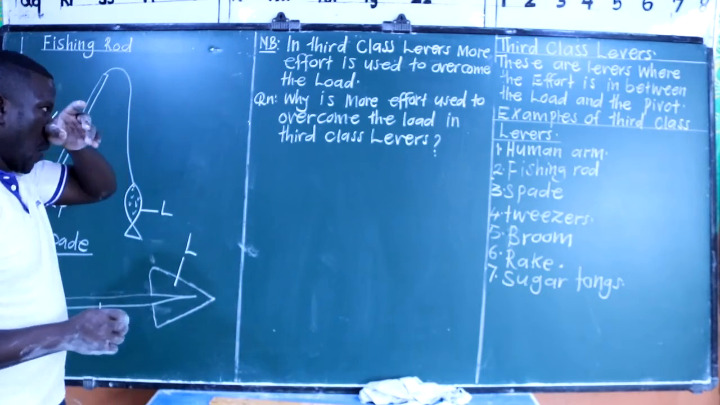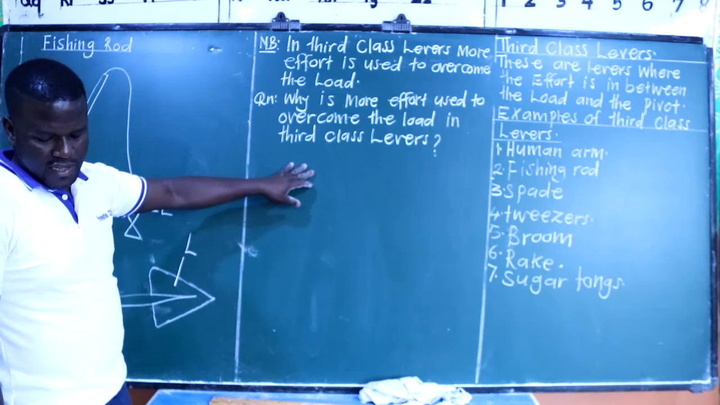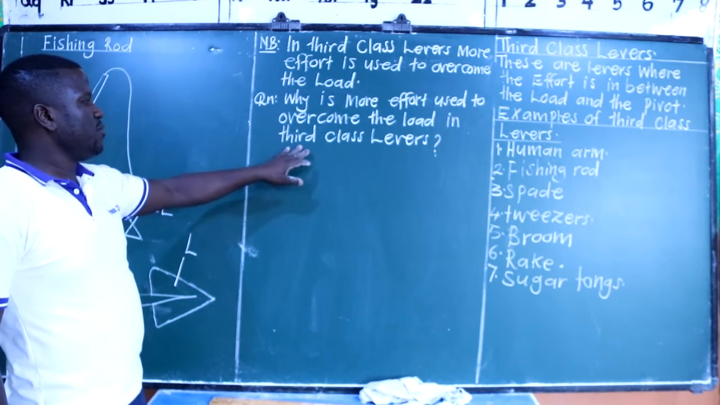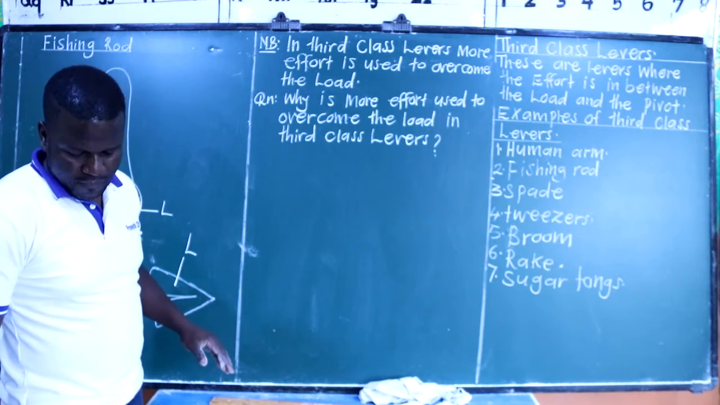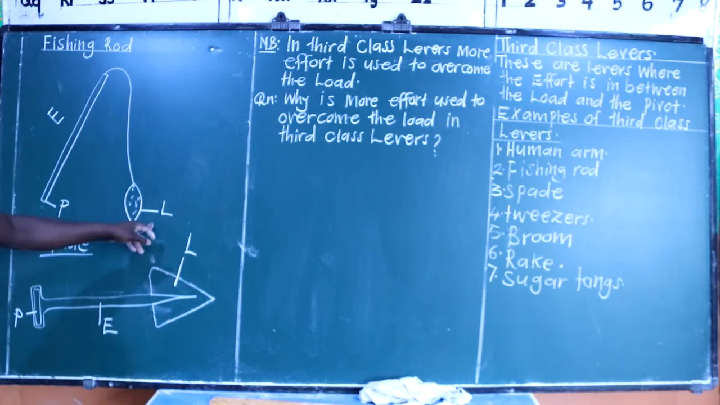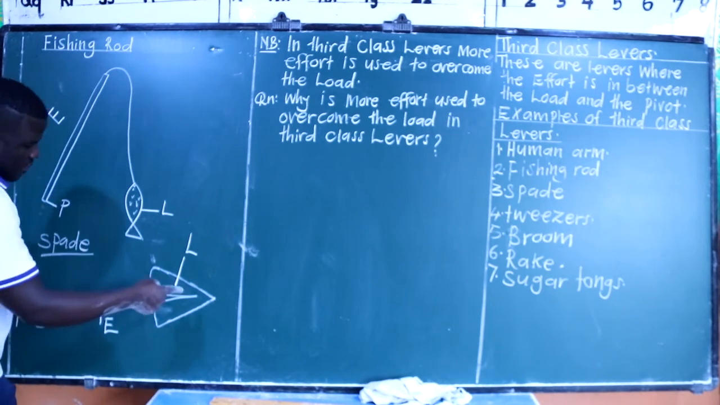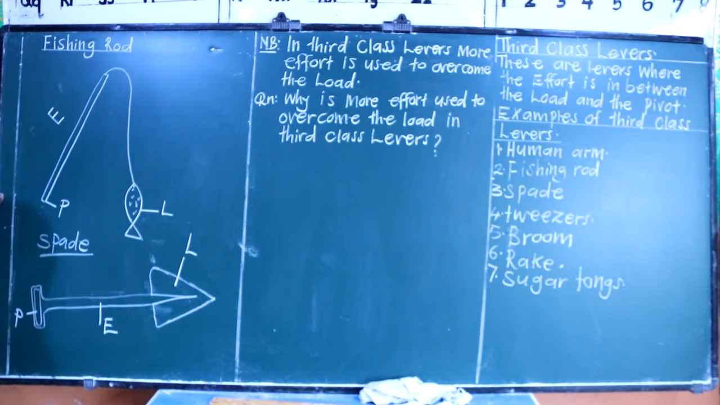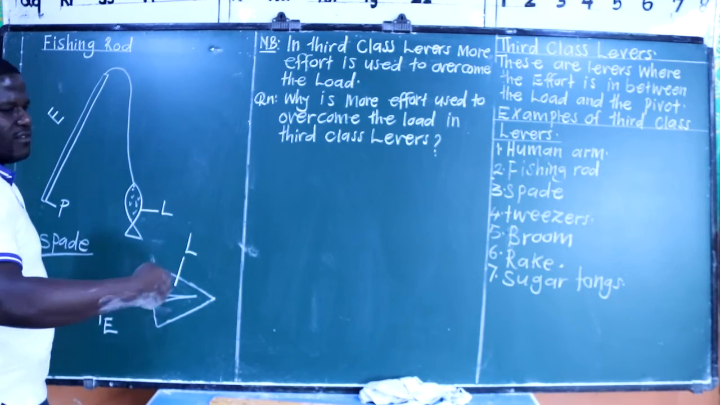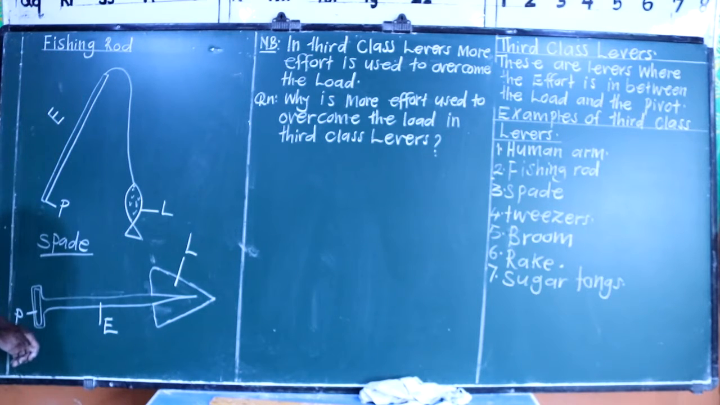Why is more effort used to overcome the load in third class levers? It is because the load arm is longer than the effort arm. We say the load arm is the distance from the load to the pivot. So because the load arm is longer than the effort arm, we use more effort to overcome the load.